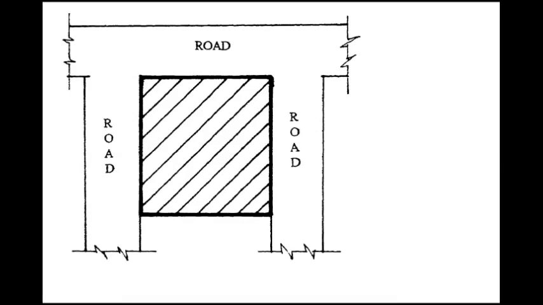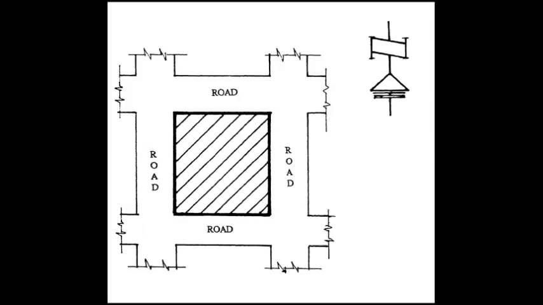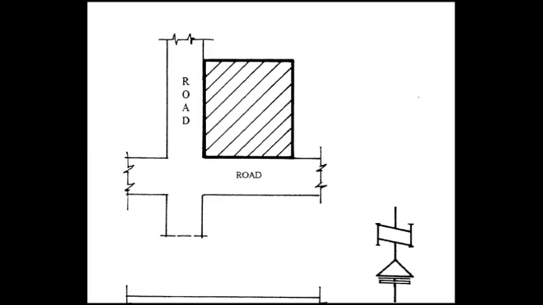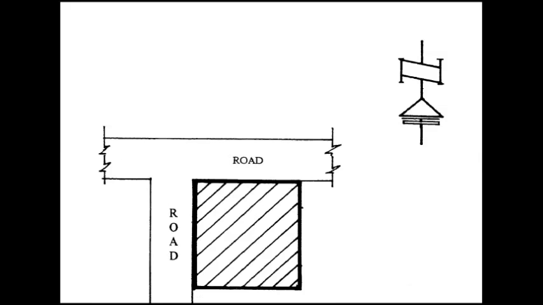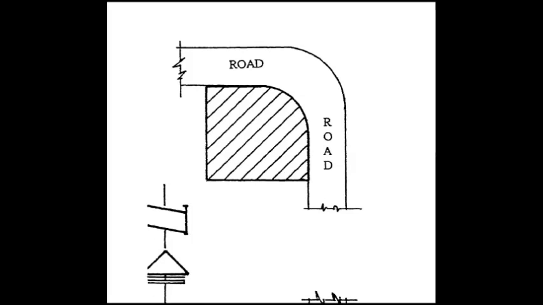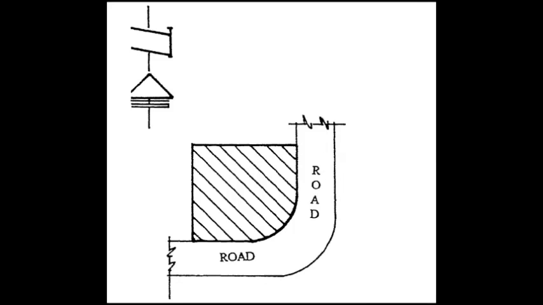Plots with 3 roads are good. Plots with 4 roads are very good. Southwest block with 2 roads, good for businessmen. Northwest block with 2 roads, good plot. Northeast rounded off, not advisable in general, can be used with limitations. Southeast corner rounded off, this can be used with certain limitations.